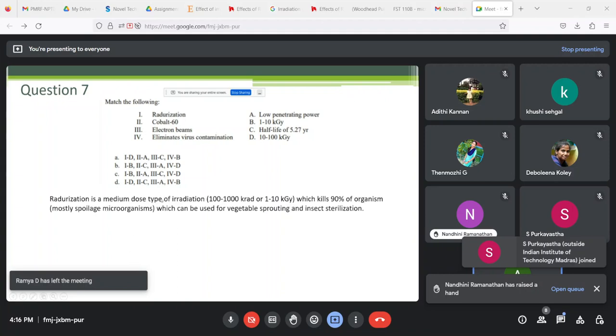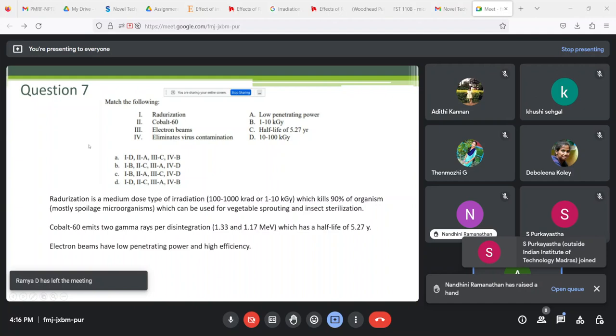Radioization is a medium dose which will kill 90% of the organisms and is used for preventing insect infestation, vegetable sprouting, fruit ripening and so on. So radioization is the medium dose of irradiation that you give. And cobalt 60 is one of the sources used for irradiation and has a half-life of 5.27 years. So 2 corresponds to C.